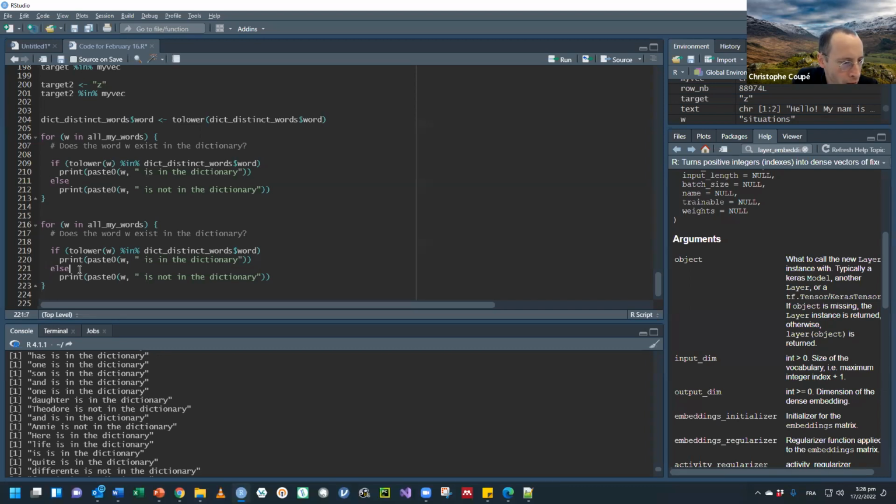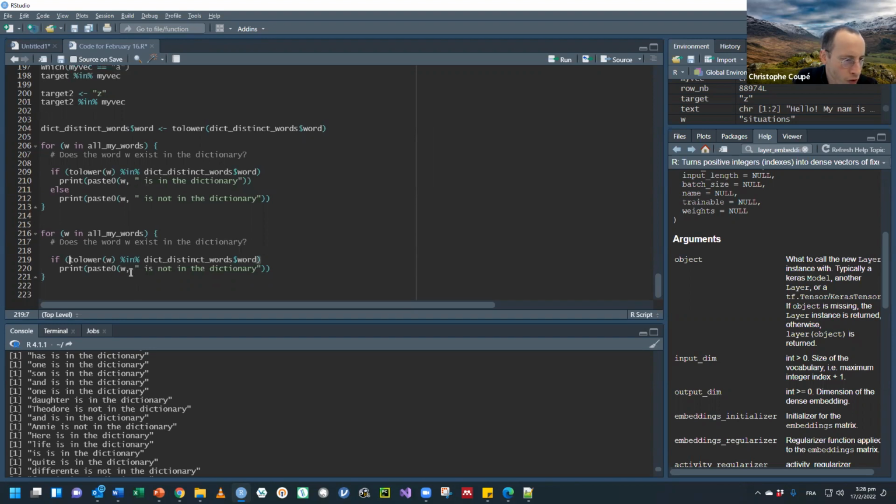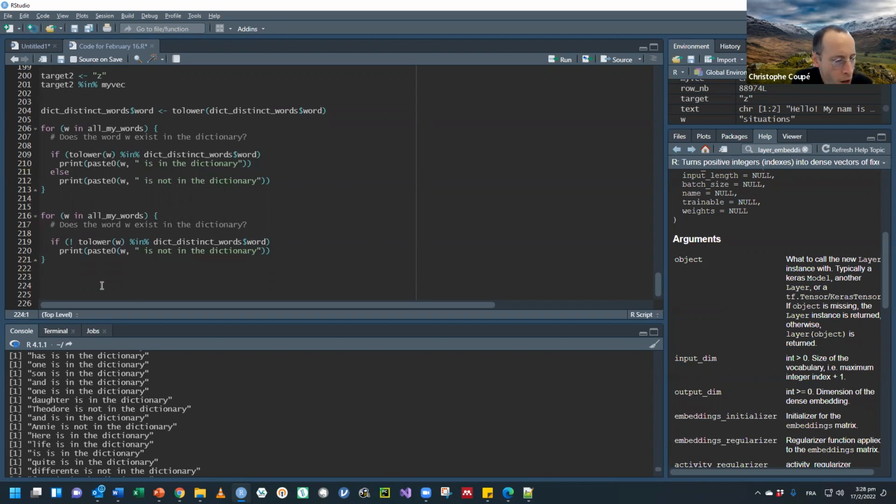Maybe we can just write when it's not in the dictionary. What we could do, if we want to just do that, we can just use this. It will take the opposite of the test. So this one, if you add the question mark first, that means if the word does not appear in the dictionary, then we can write it. So past 0 is just a way to combine a number of strings of characters together.